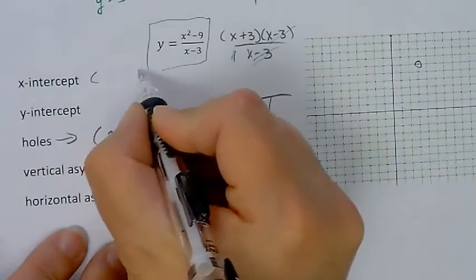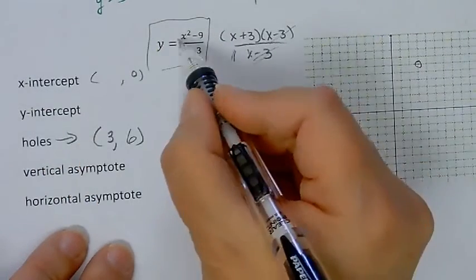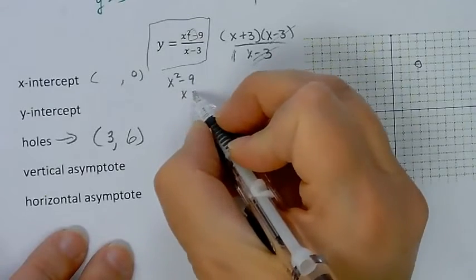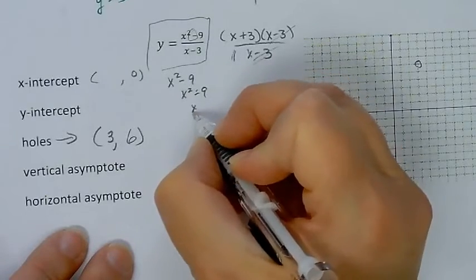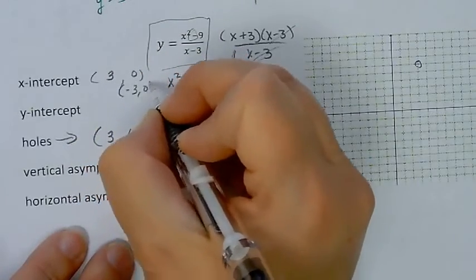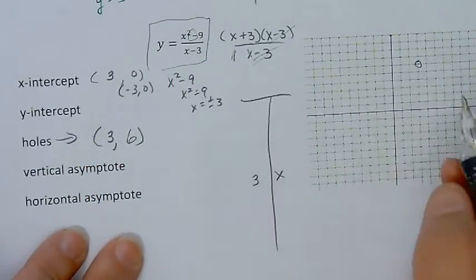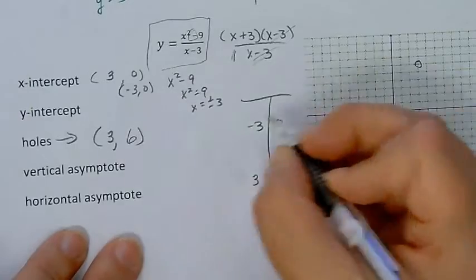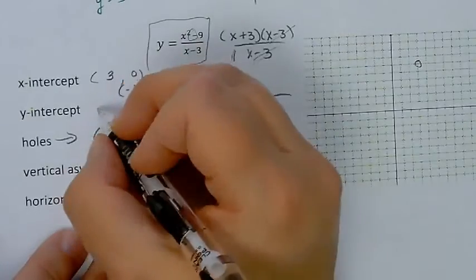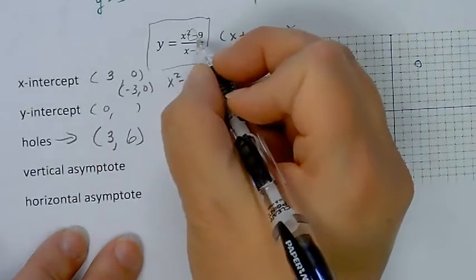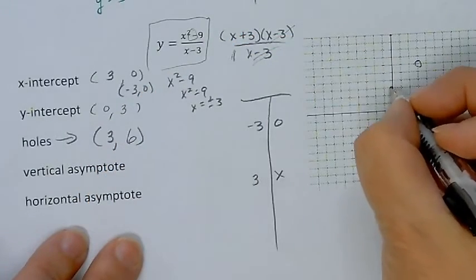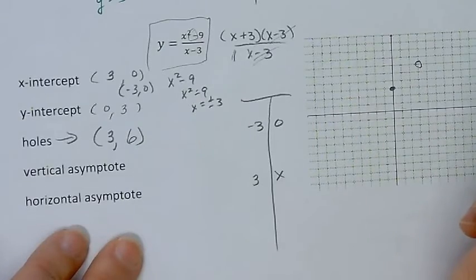All right, x-intercept, put 0 for y. So what makes this top part equal 0? Is when x squared equals 9, so x equals plus or minus 3. So I have an x-intercept at 3, 0, and -3, 0. And we know there's really not an x-intercept there because there's a hole. Y-intercept is when I put 0 for x. So I get -9 over -3, which is 3. So I should say a hole trumps an intercept.